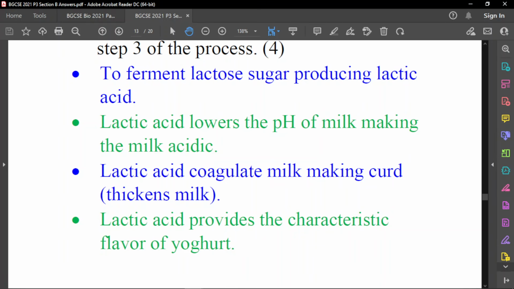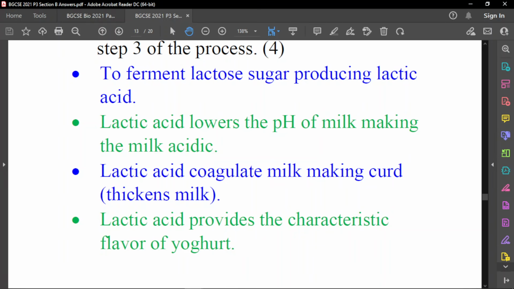Lactic acid is what will give you the taste and flavor of the milk or the yogurt. Lactic acid will also lower the pH level of the milk, making the milk acidic. Once the milk is acidic, it will coagulate the milk, making the curds thicker. Remember, I talked about the lime and milk experiment, because the acid will coagulate the milk. So if you squeeze lime, which is acidic, into milk, you're going to see the separation of the hard part and the liquid part. The hard part is called curd, the liquid part is called whey.